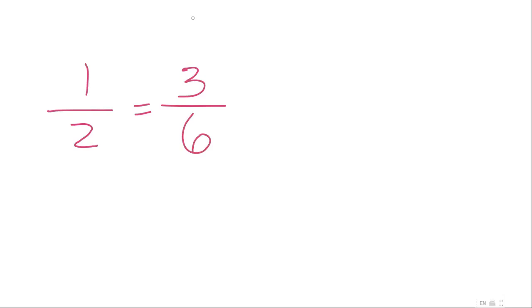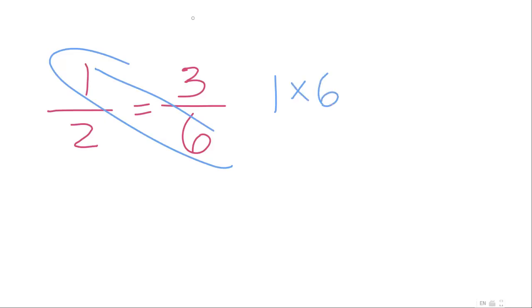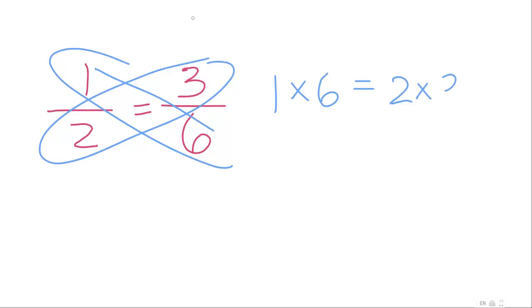Okay. Now, cross multiplication is something that we know. So if we're to do cross multiplication here, we would say 1 times 6 is equal to, we do this cross, 2 times 3. Kind of cool, right? So 6 equals 6. If you're not believing me yet, let's try another example.